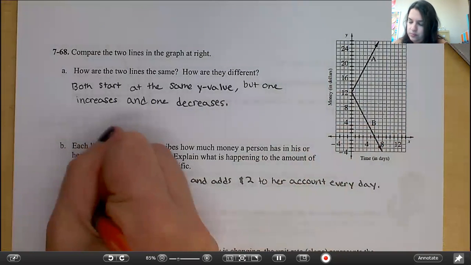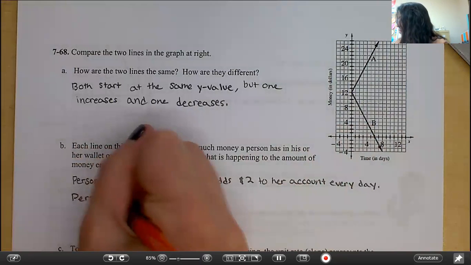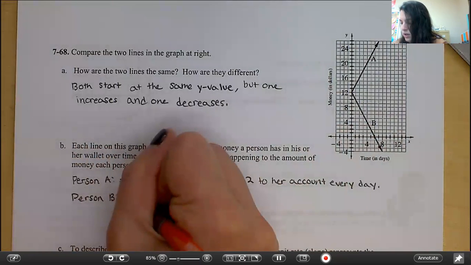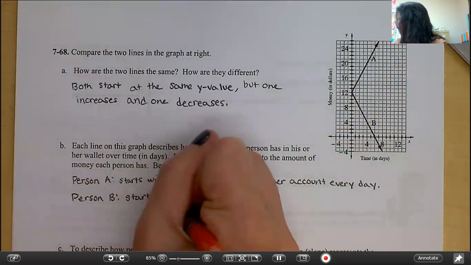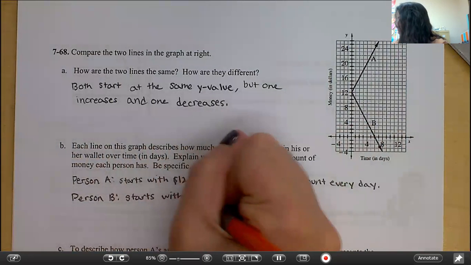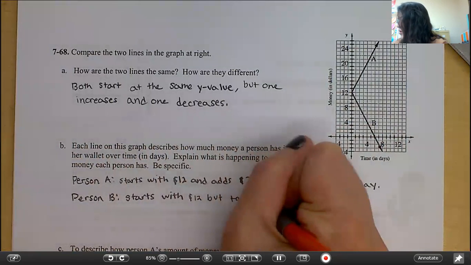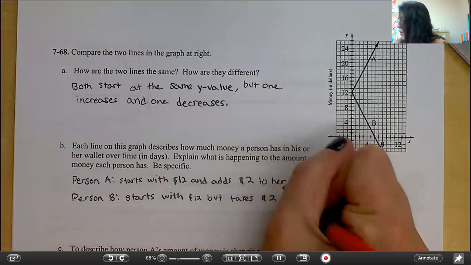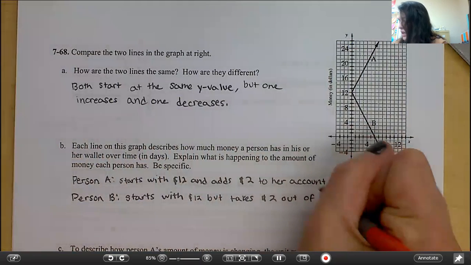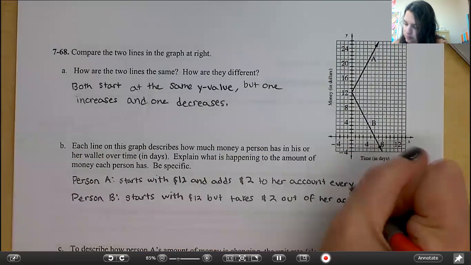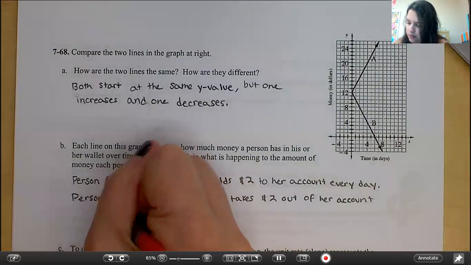Person B starts with $12 but takes $2 out of her account every day.